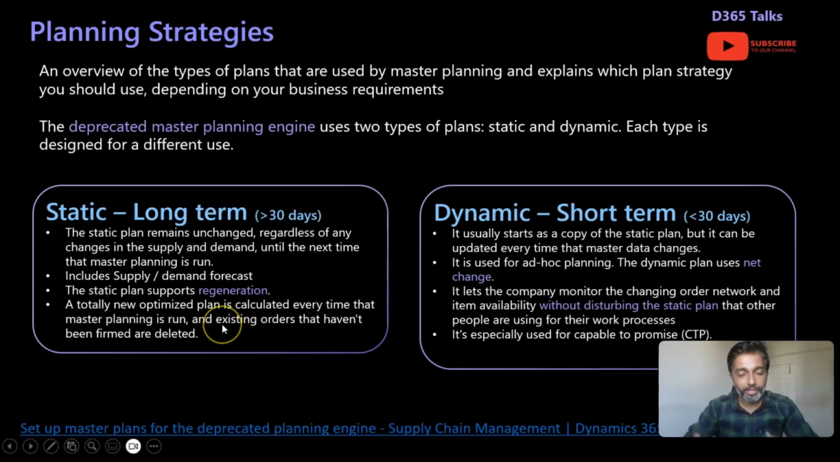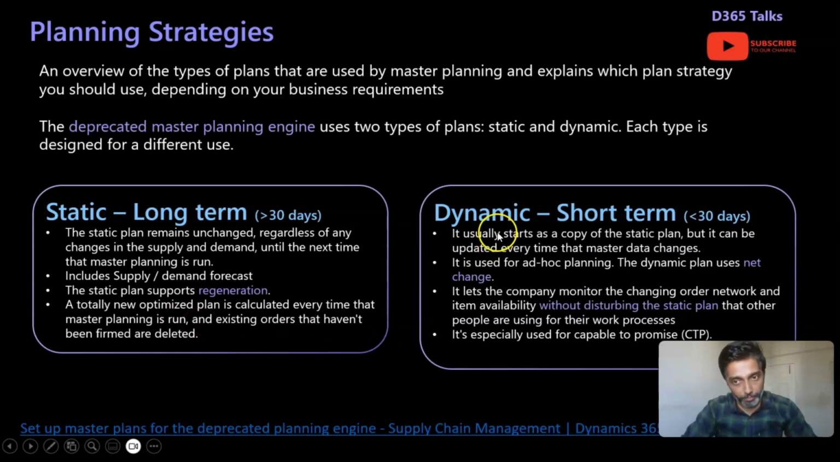So let's say there are existing orders which are created. We run the master planning engine on Jan 1st, and once again we run the master planning engine on Jan 30th. Whatever the existing planned orders which got created, which are not firmed or deleted, and whatever the changes, let's say we got a demand on Jan 15, that is also considered in order to generate the revised planned orders, right? So a totally new optimized plan is calculated every time the master planning engine is run, right? So that's where the static plan comes into play.